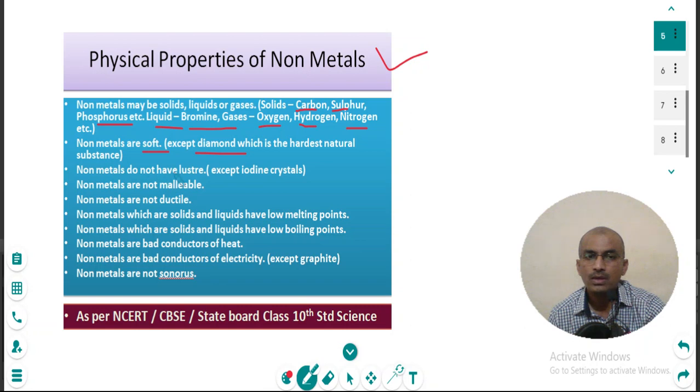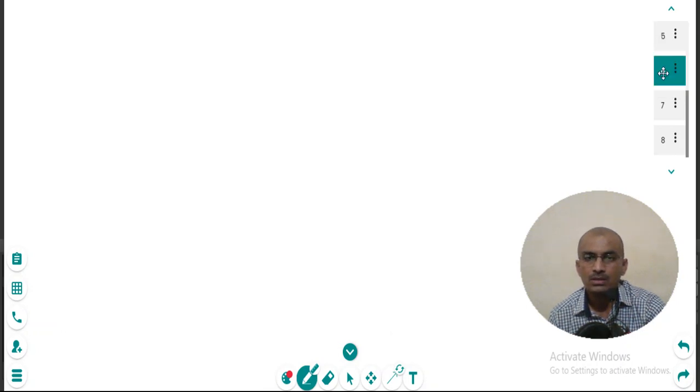Non-metals do not have luster, usually they won't shine. Non-metals are not malleable, so we cannot convert them into sheets, and they are not ductile, we can't draw them into wires. Non-metals which are solid and liquid have low melting points as well as low boiling points. Non-metals are bad conductors of heat, hence they are used as insulators. Non-metals are bad conductors of electricity too, except graphite, and they won't produce any sound, hence they are not sonorous. These are some of the physical properties of non-metals.